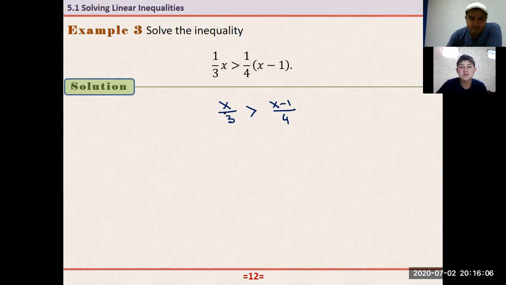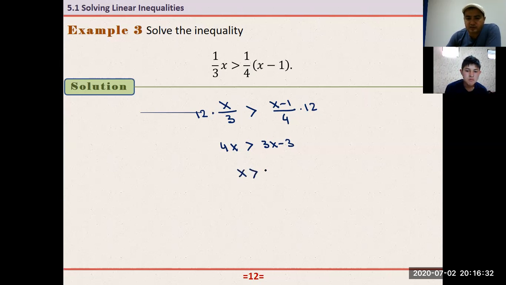Multiply both sides by 12. Right? Why? So that we'll convert this fraction into a whole number. 12 times 1 over 3. Here we have 4x. 12 over 4, it is 3. 3 times x, 3x minus 3. Now take to the left hand side, 4x minus 3x. It is x is greater than negative 3. That's all. Or set form, that is from negative 3 to positive infinity.